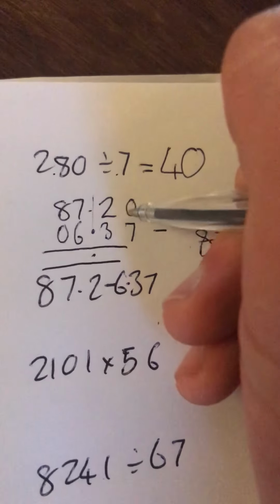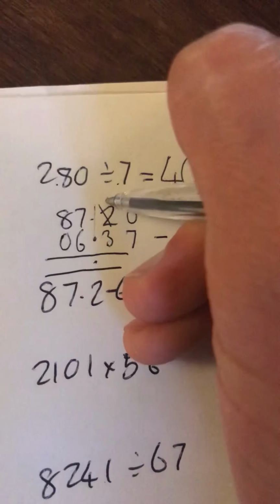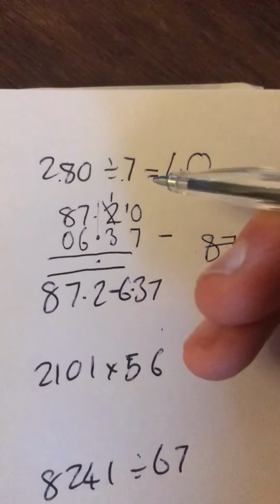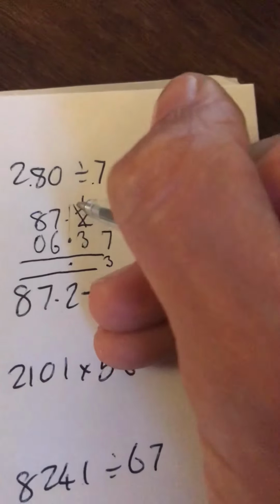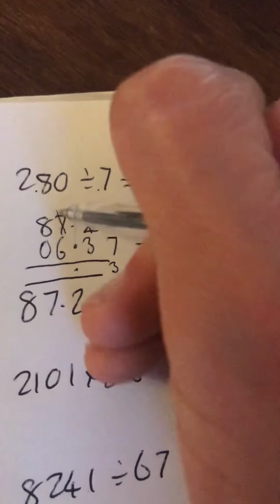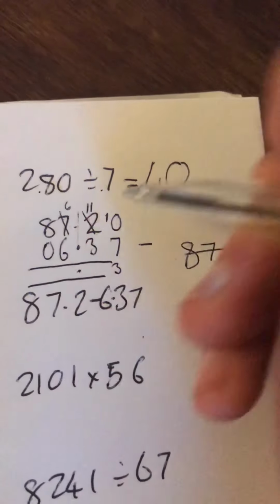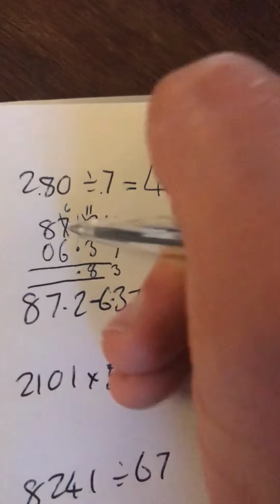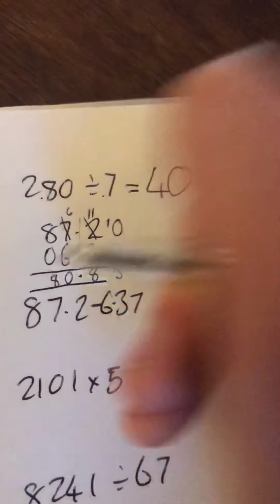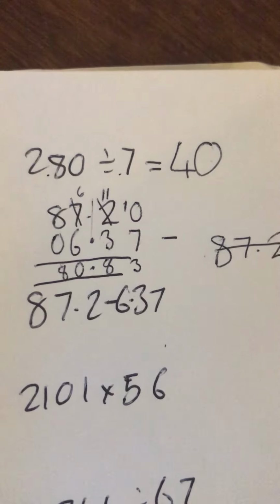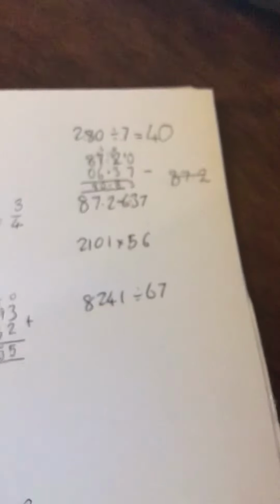I need to steal because the digit on top is smaller. So 2 becomes 1. Spice Girls reference. And 10 take away 7 is 3. 1 take away 3, can't do. Need to steal. 11 take away 3 is 8. 6 take away 6 is 0. 8 take away 0 is 8. 80.83 is the answer.